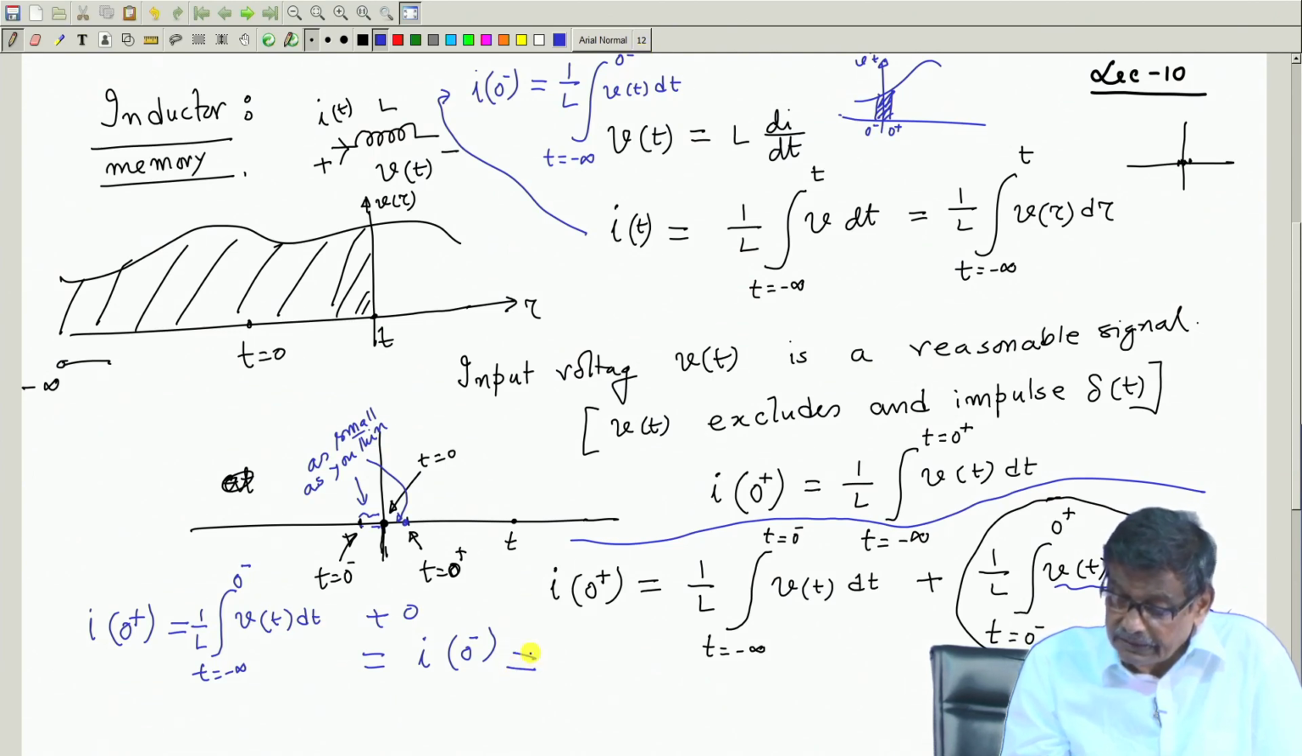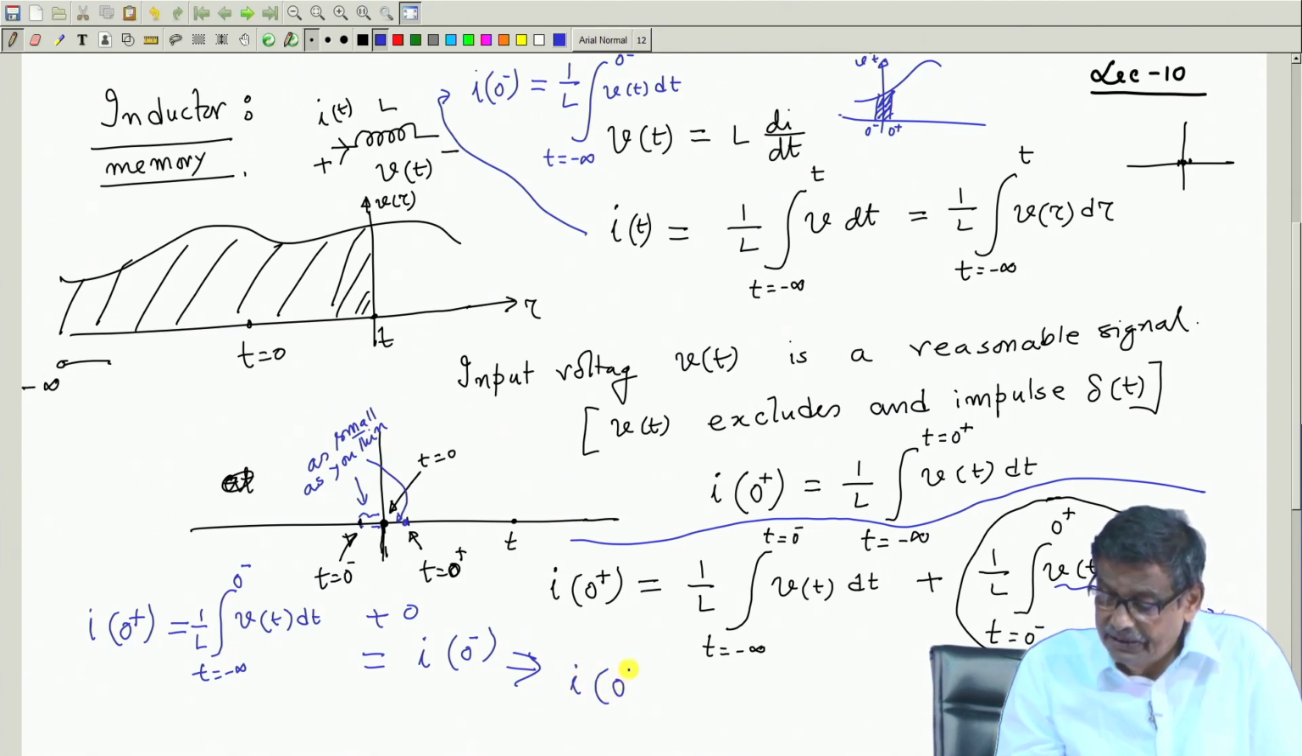Therefore, this is the crucial thing. We note that I at 0 plus has to be equal to I at 0 minus.